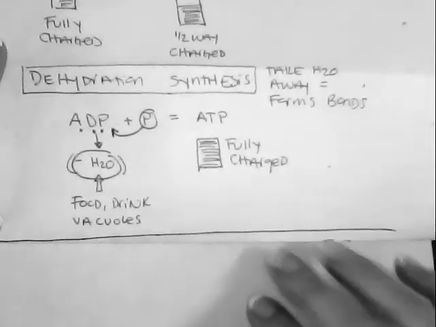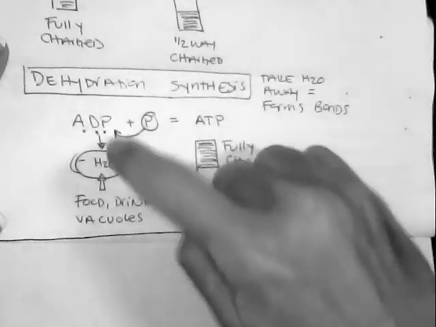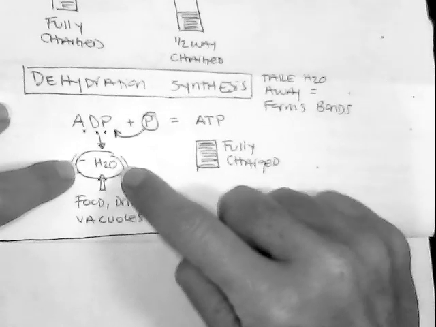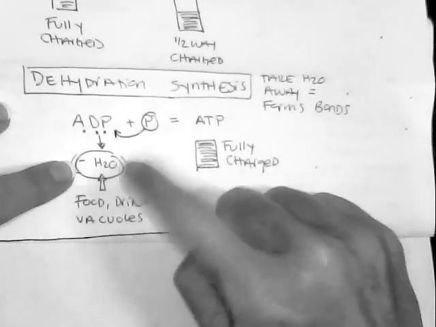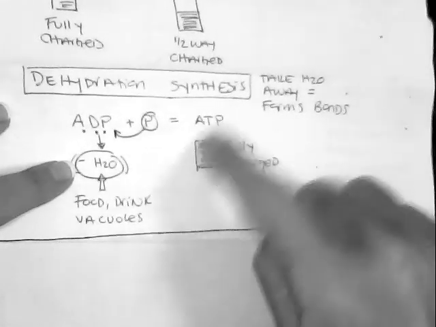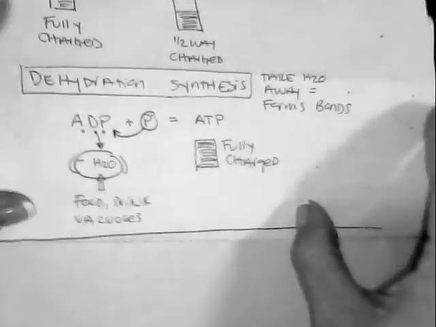Now, because ATP is known as a recyclable battery, we need to put them back together. So dehydration synthesis is where we're going to dehydrate the molecule. So I'm going to dehydrate, which means I'm going to rip water away from ADP, and that in turn allows the phosphate to actually connect back together, and we're back at our fully charged battery.